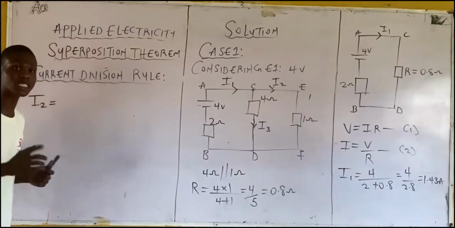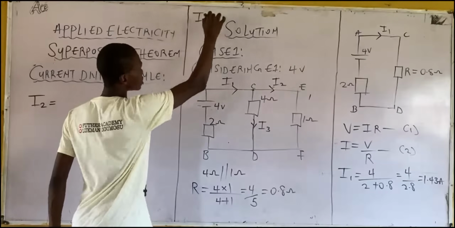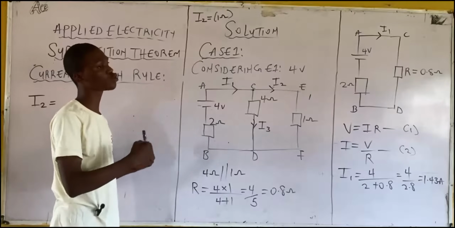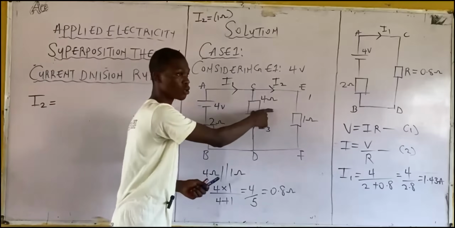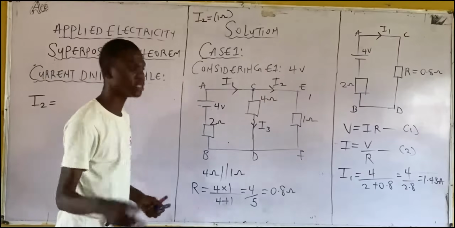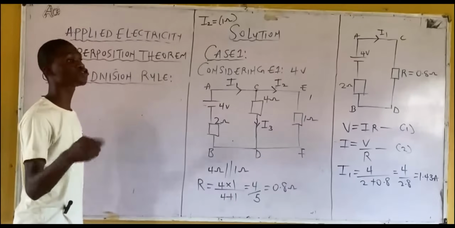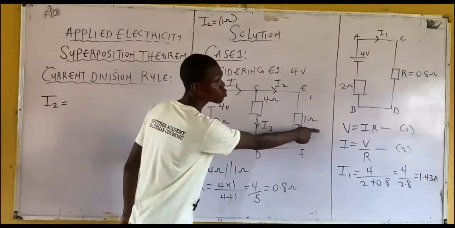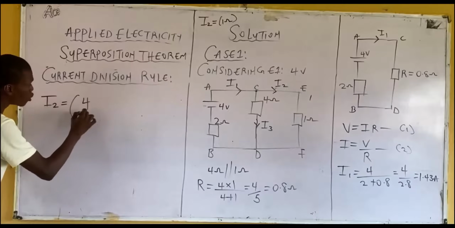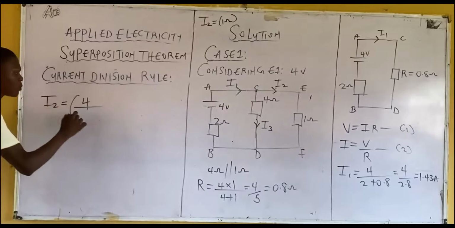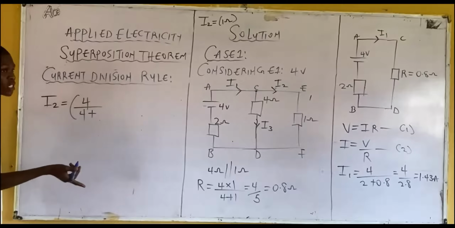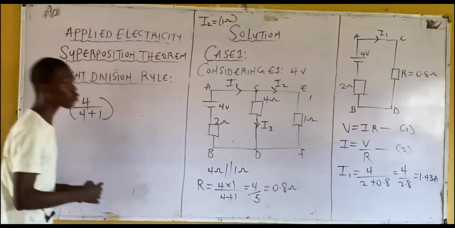Calculating I2 now, the resistor of I2 is what? 1 ohm. If you are calculating I2, meaning 1 ohm, you are not interested in the 4 ohm resistor, but that's what you are going to use here. The one you are not interested in is what you are going to use. Between the 4 ohm and 1 ohm resistors, which one am I not interested in? The 4 ohm resistor, meaning you have 4 ohms, the one you are not interested in, divided by that same 4 ohms plus the one you are interested in, which is 1, multiplied by the current I1.